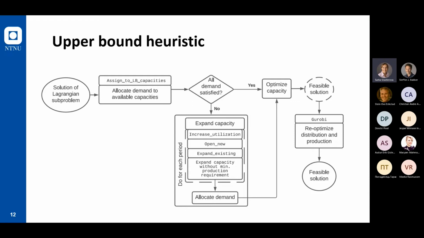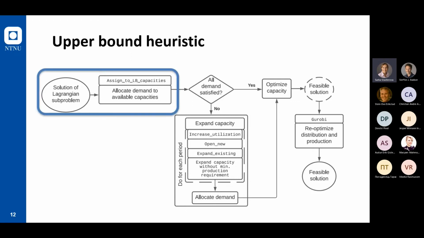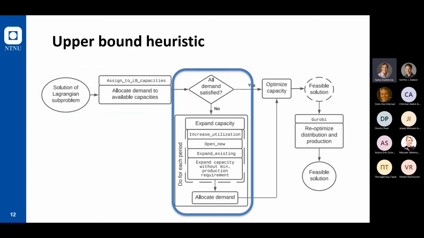So we start with the solution from the Lagrangian subproblem, where we accept the locations and opening capacities of the facilities and also the utilization. And then we allocate demand to these capacities. But then the main question, which drives our upper bound, is: is all demand satisfied in all periods? Because if not, we need to expand capacity. We need to increase the capacity of the infrastructure.